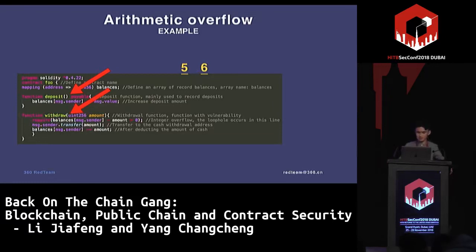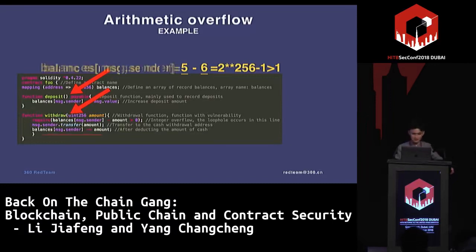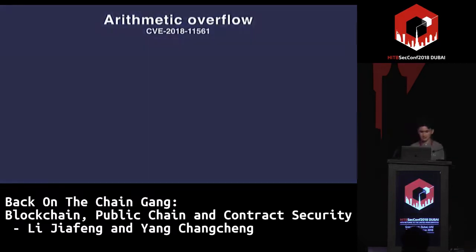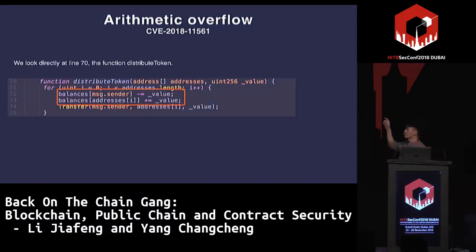So you can see that, 5 subtract 6 underflows, so we can take it out. This allows us to take it out. This is the CVE we found, and you can search the number and download the source file. We look directly at line 17 and the function distribute token. So the function distribute token.